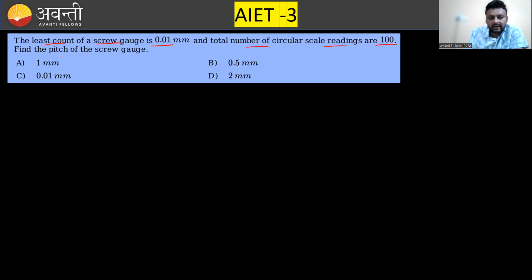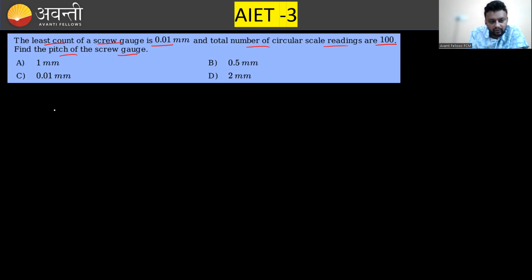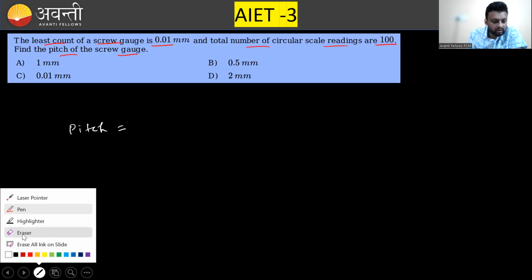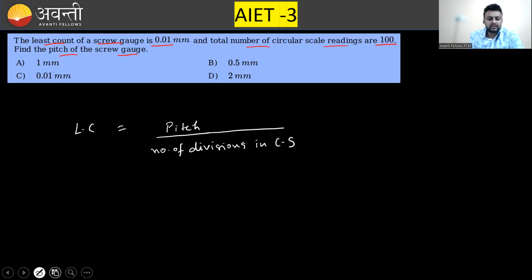Okay, two things in my mind. Now find the pitch of the screw gauge. As I see, the question asks only for the pitch of the screw gauge. So first of all, I will write down the formula of the pitch. If you remember it in terms of least count, least count is equal to pitch divided by the number of divisions in the circular scale. I hope everybody remembers this formula. Now the least count is given as 0.01 mm, and you can multiply it by the number of circular scale divisions, which is given as 100, to get the pitch.